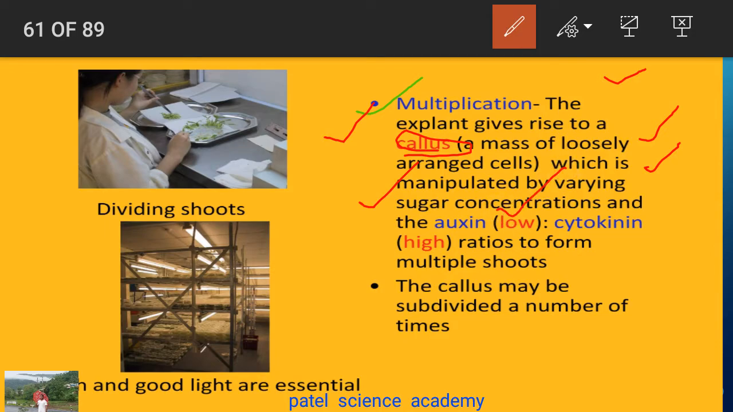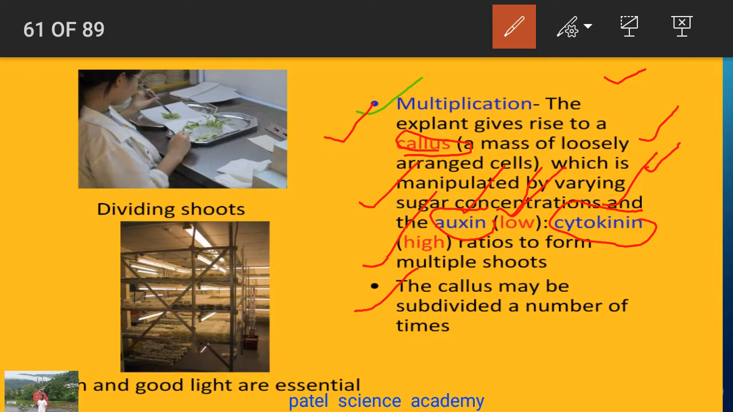So dear students, auxin and cytokinin are two hormones which we add to the callus. What happens after adding auxin in low concentration and cytokinin in high concentration? There is a formation of multiple shoots and the root system. So the callus may be subdivided a number of times.